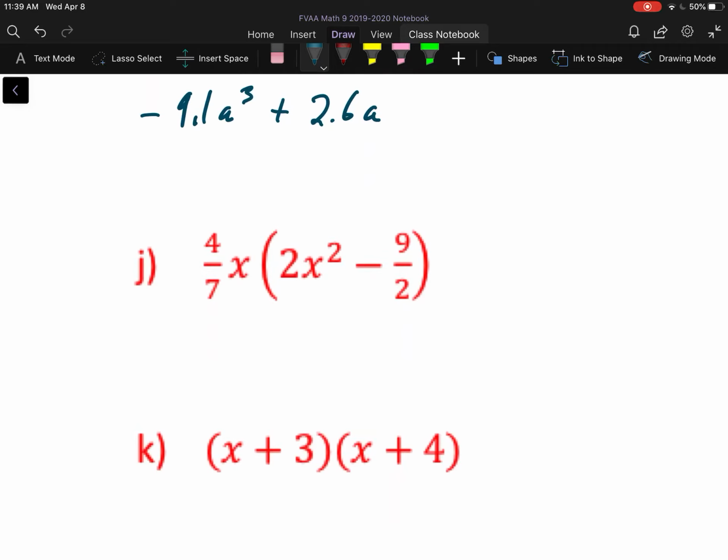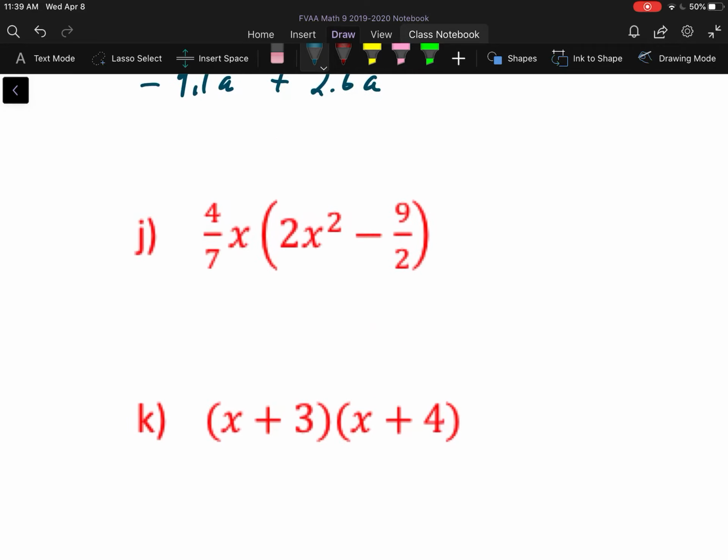And then here, you have to be willing to multiply fractions as well.